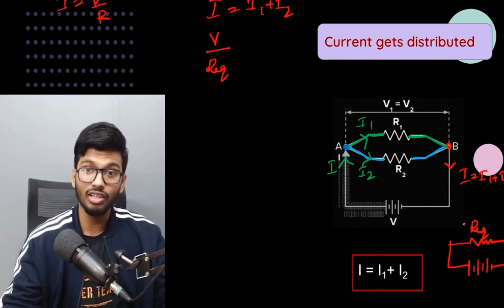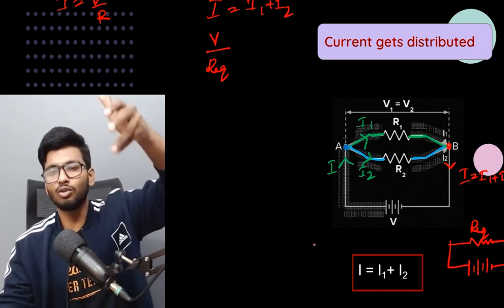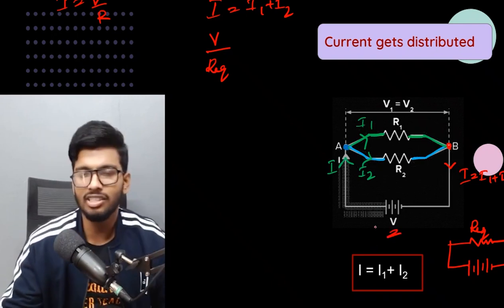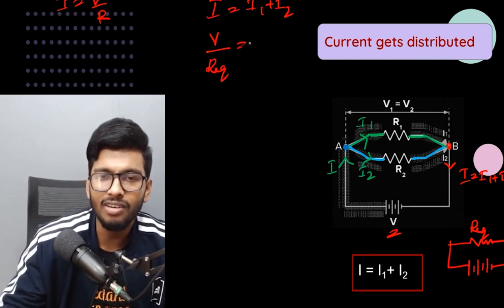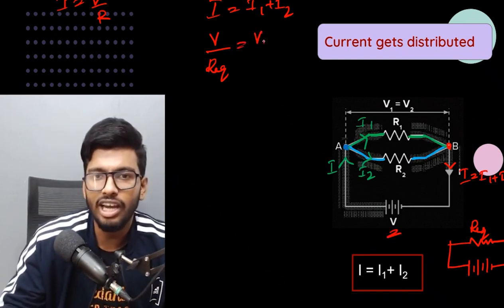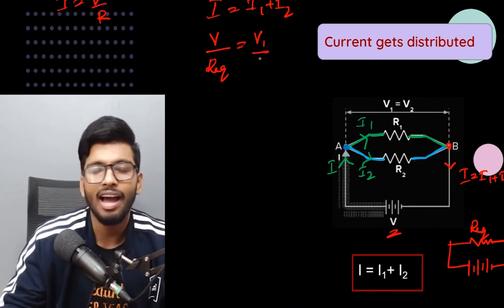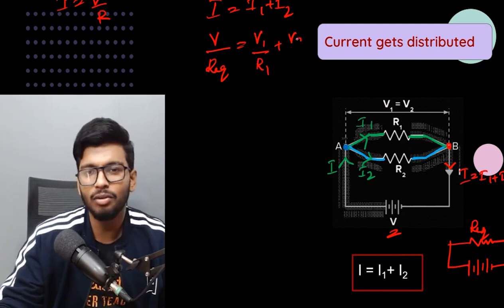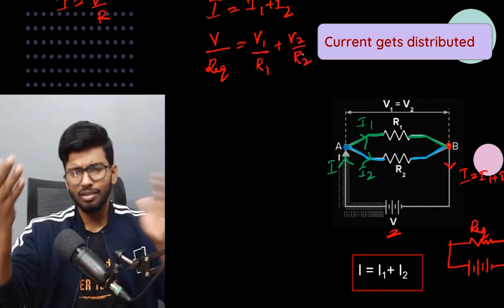So total current I is equal to the total potential difference applied by the battery divided by the total resistance, which is nothing but R equivalent, and I1 is equal to what? The voltage across R1, which is V1, divided by the resistance R1. And I2 is nothing but V2 by R2. So this is what you have.